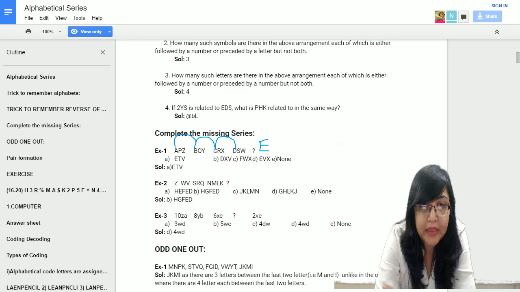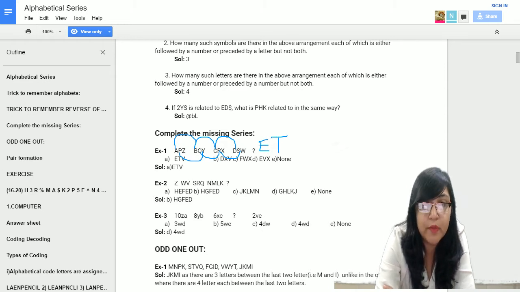Next we have P. After P, we'll relate the second letters of each component. Okay. After P we have Q. After Q we have R. Then we have S. P, Q, R, S. So what will we be having over here? Yes, it will be T.